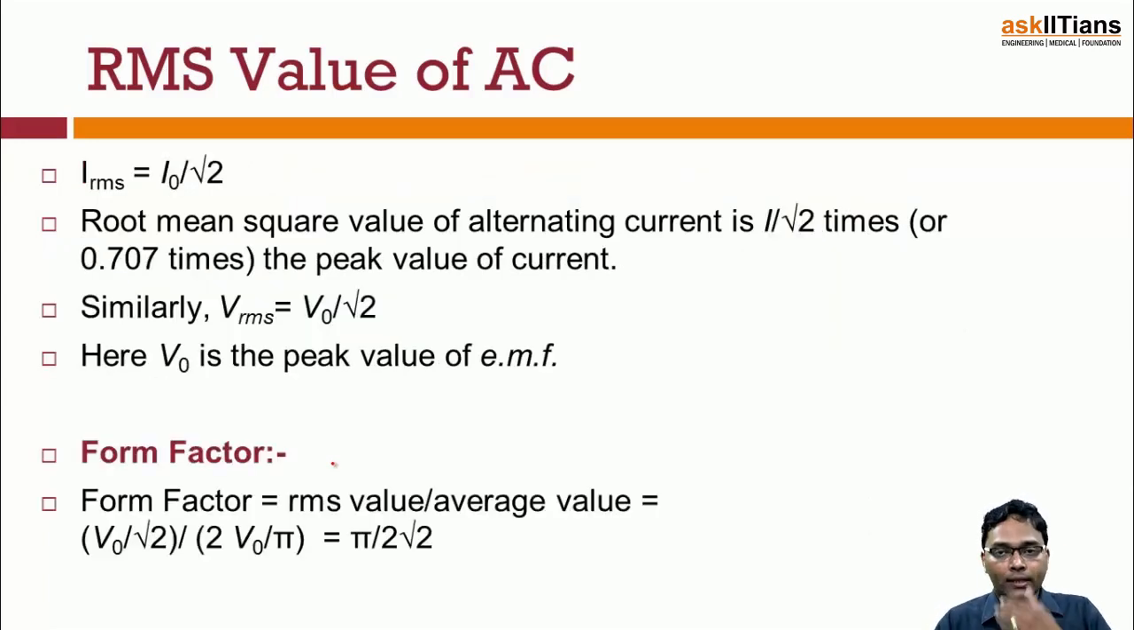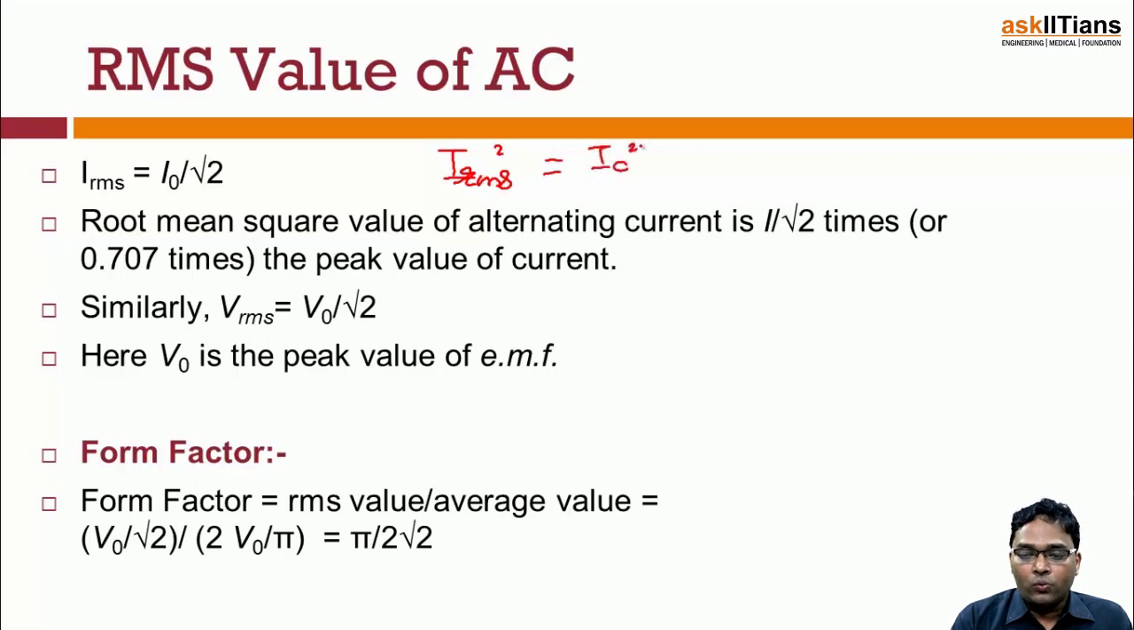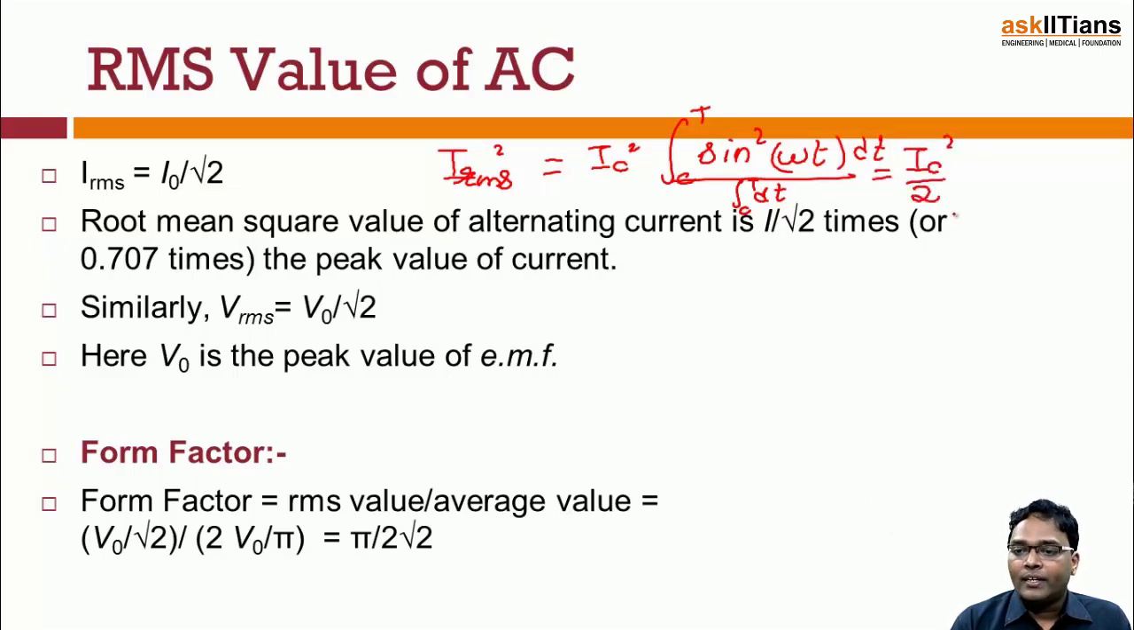And how do we get to this? We get to this from a simple looking equation. So I RMS square is defined as I naught square, and here you get sine square omega t dt, and here you integrate over dt. So you integrate from 0 to T. Similarly here you integrate over 0 to T. So once you integrate this, that gives you a factor of half, right? So this results into something like I naught square divided by 2.